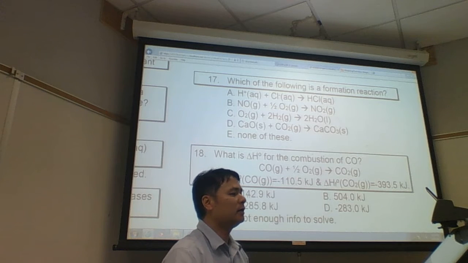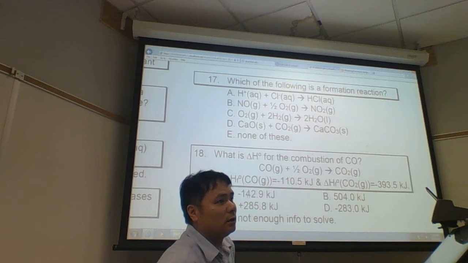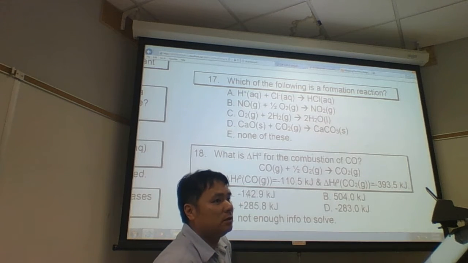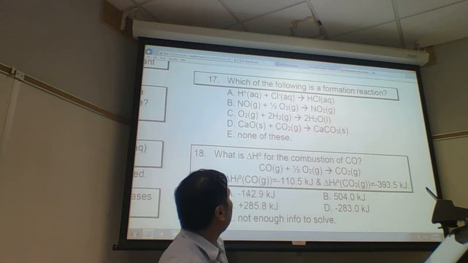So automatically I can eliminate one of these. Which one can I eliminate? C. Why? It's H2O forming 2 moles, and the definition is for 1 mole. The amount of energy is for 2 moles. And so it's got to be A, B, D, or E.